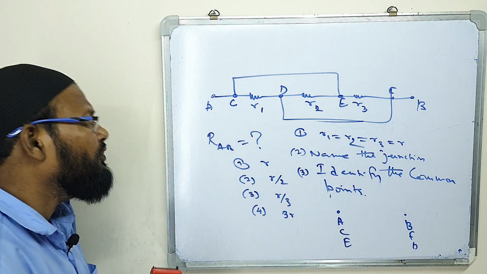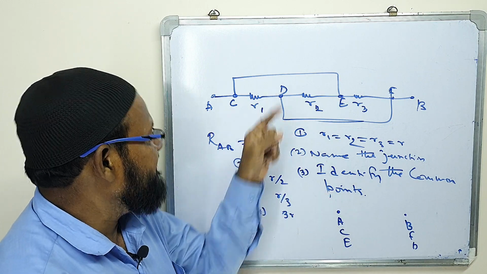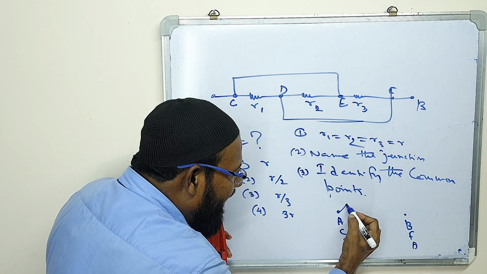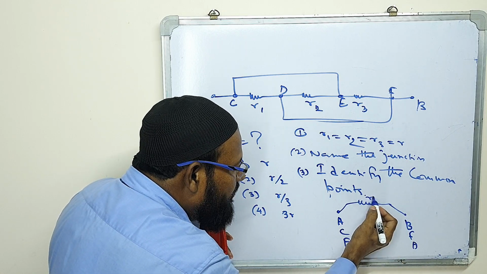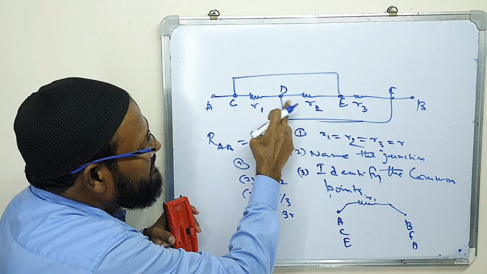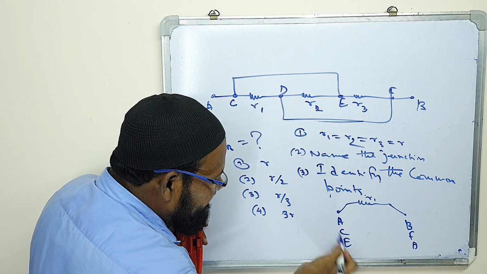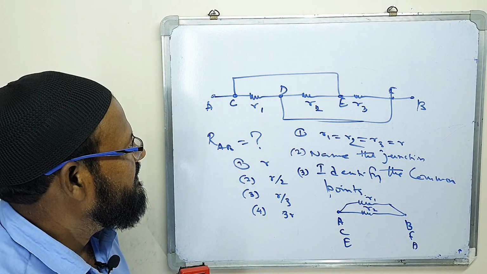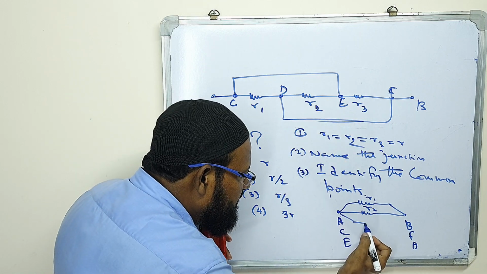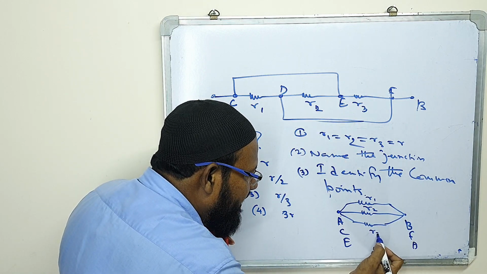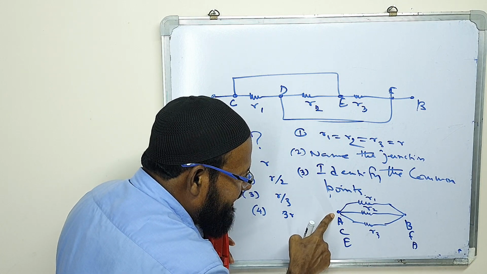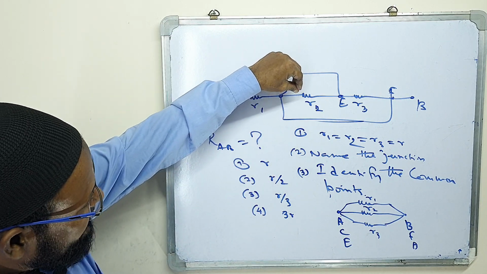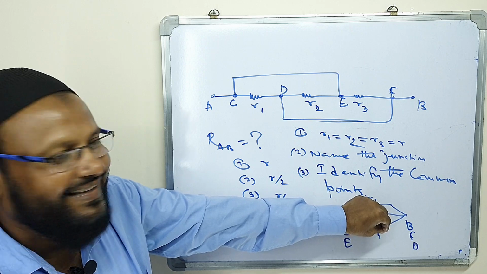Okay? Now please see here. Where is R1? Between C and D. This point is C and this point is D. This is R1. Where is R2? Between D and E. This is E and this is D. This is R2. R3 is between E and F. This is R3. Now, this figure is now this figure.